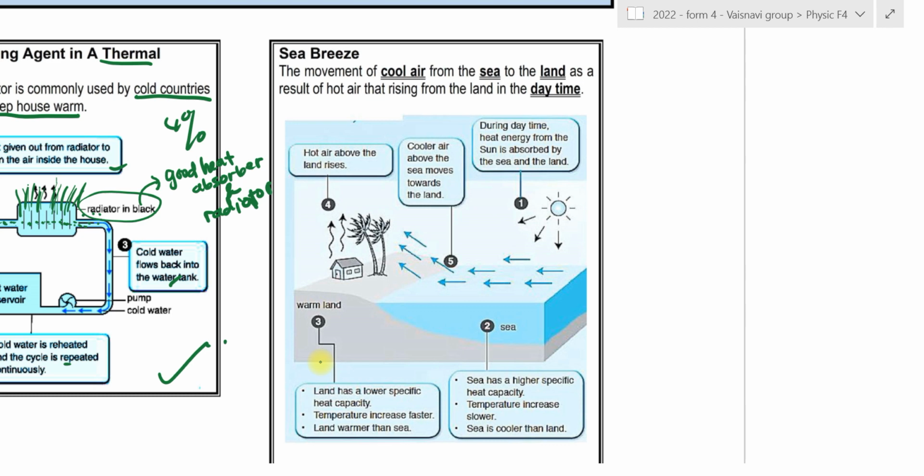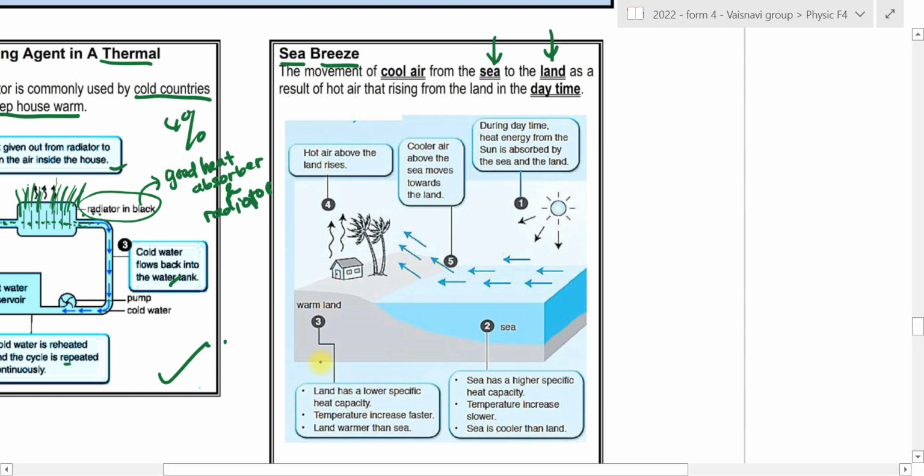Okay, sea breeze means the breeze goes from the sea to the land. It is the movement of cool air from the sea to the land as a result of hot air that is rising from the land in the daytime. Okay, right. For example, during the daytime, heat energy from the sun is absorbed by the sea and the land.